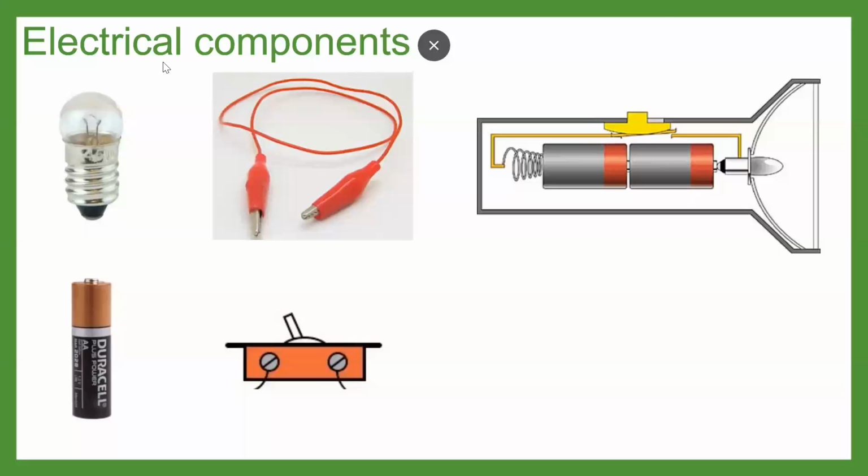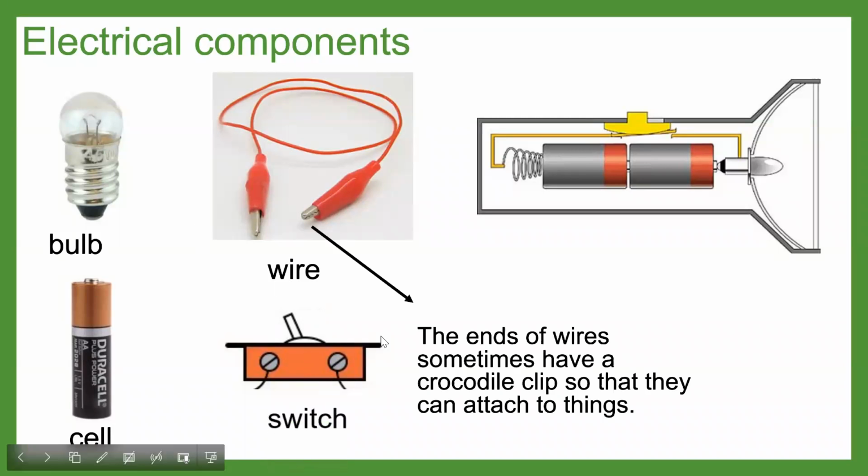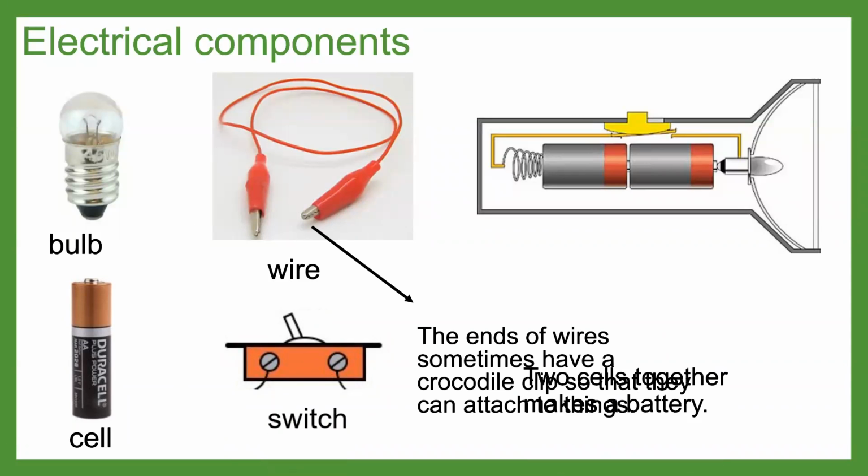Okay, see if you might recognize some of these. We've got a bulb. We've got wire. We can see with wire, it'll have metal inside and it'll be coated in plastic. We have got a cell, a switch. Okay, the ends of these wires, you might have noticed, sometimes have crocodile clips, and these are so we can attach it to different parts of our circuit.